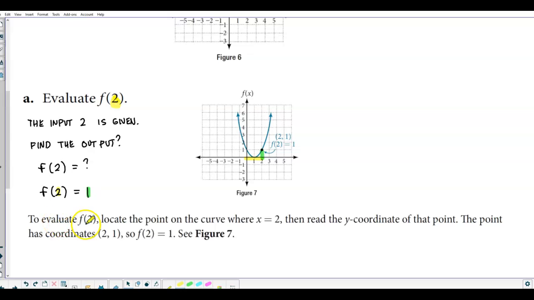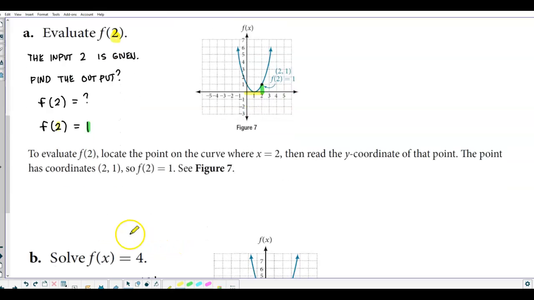So again, to evaluate f of 2, we locate the point on the curve where x is equal to 2, and then read the y-coordinate of that point, and that point has the coordinates (2, 1), so we would say f of 2 is equal to 1, and that means the same thing here.